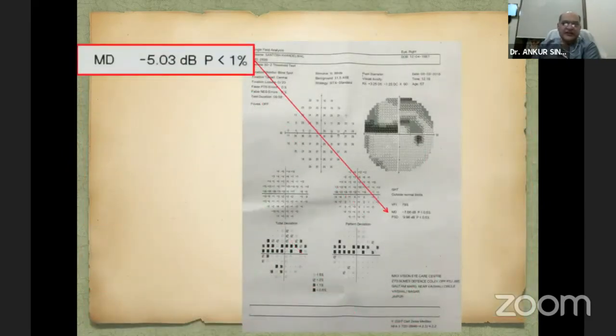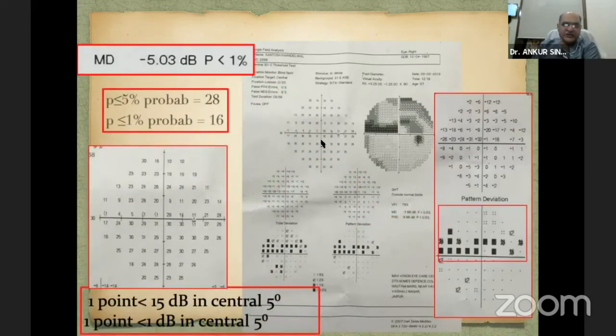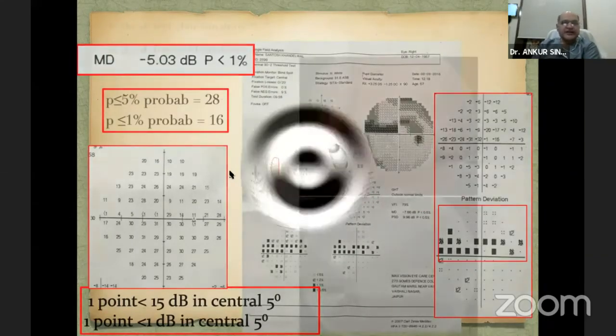Once we classify as per the Hodapp-Parrish classification, she has 1 point which is showing less than 1% here. So she probably goes into the moderate to severe kind of visual field defects based upon the Hodapp-Parrish classification.